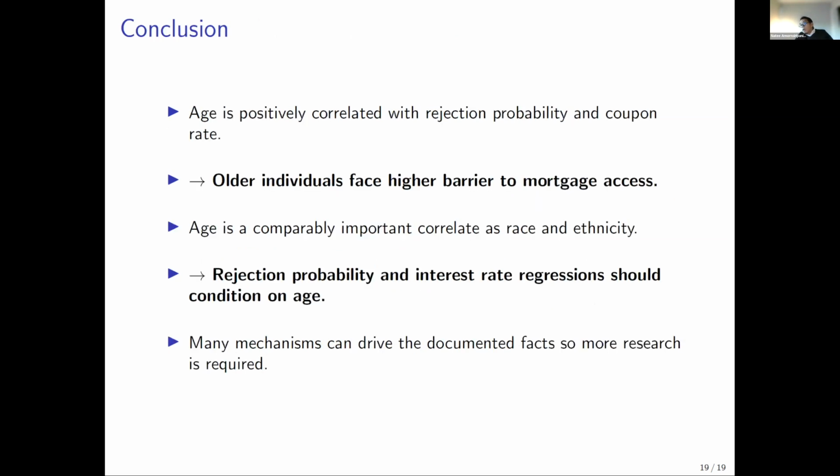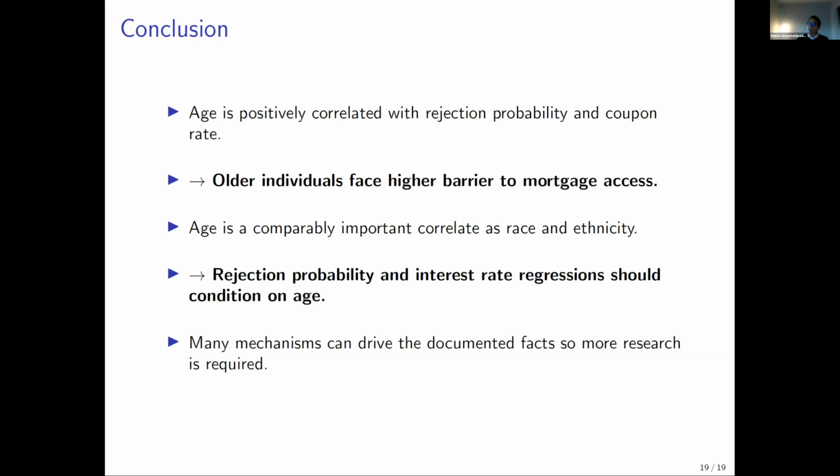So let me conclude. Today, I hope I've convinced you that there's a positive and robust relationship between age and rejection probability among refinance mortgages. And then for a large part of the home purchase and refi mortgage market, once those mortgages are originated, older individuals also pay higher coupon rates beyond their observable or unobservable credit quality.